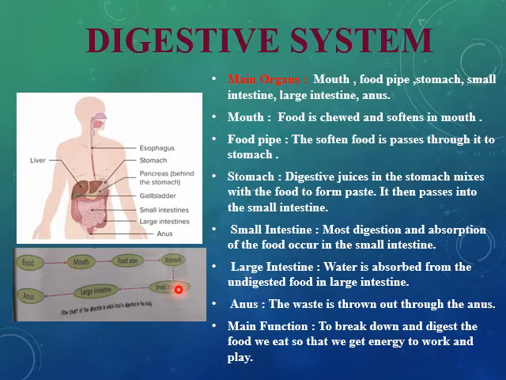The process of digestion completes in the small intestine because the nutritional components are absorbed by the blood in the small intestine here, and the undigested food is passed to the large intestine. In the large intestine the water is absorbed and the undigested food is then passed to the anus, and through the anus the undigested or waste material is thrown out of our body.